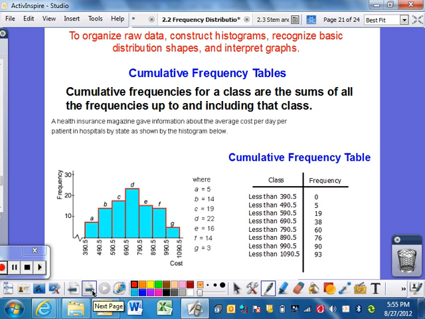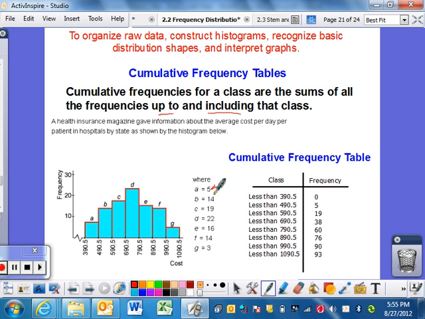Okay, last one. I promise I'll be done talking pretty soon. Cumulative frequency tables. Notice it's cumulative frequency, so you add it up like a cumulative GPA, which you add up over the course of your high school career. It's the sum of all the frequencies up to and including that class, and that's usually how it's stated in the book. So here's a histogram that I have given you.